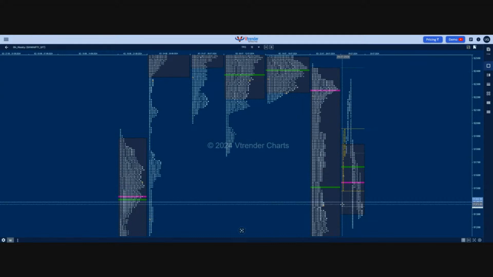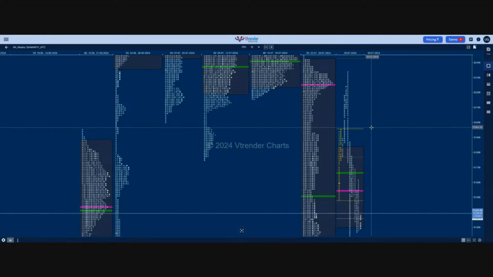So what we are doing is we are filling up this zone, and we can expect this to continue for a couple of more sessions before the auction deems that this zone is now fully tested, and then it is ready to move away from this zone.